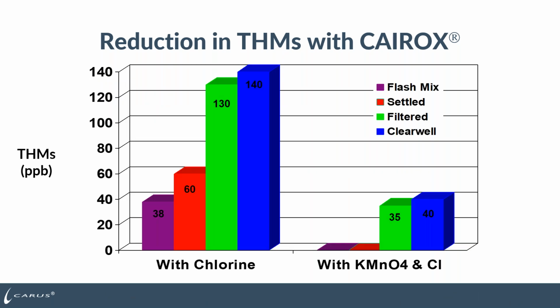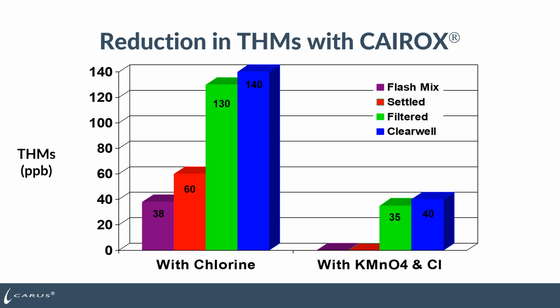Their trial was two-step. We're going to move the pre-chlorine from the front of the plant and move it back to right above the filters. And we're going to apply permanganate at the front of the plant. So prior with chlorine, you can see they added chlorine at the flash mix. Immediately, we're at 38 parts per billion through the flash mix. Going into the settled water, we're at 60 parts per billion, so almost at the 80.